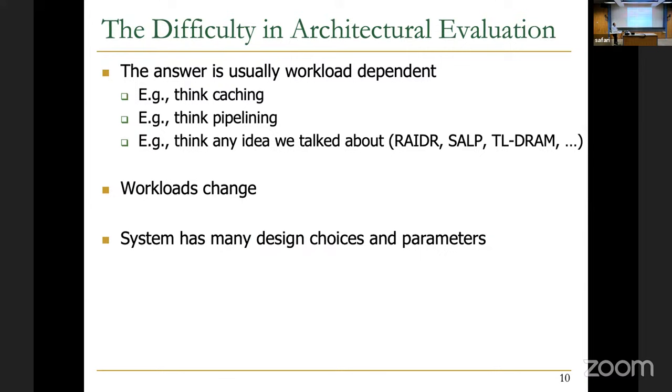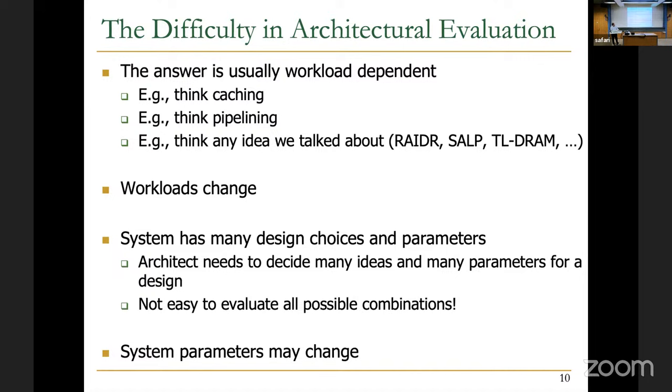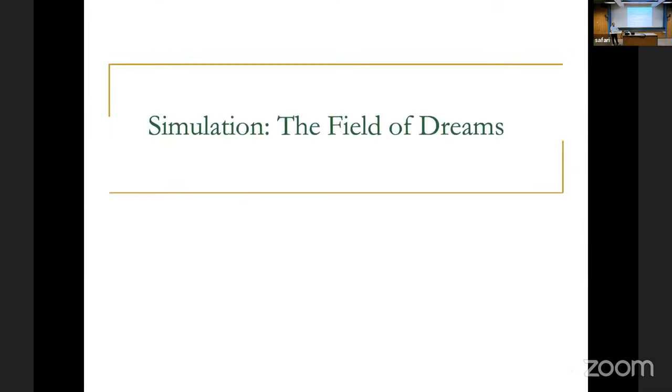So it's not very easy to evaluate your system because there are many different components in it. And you, as a designer, have many design choices to optimize your system. So your design space exploration is quite large. And in order to explore this design space, you have to come up with a faster way of evaluating such that you can optimize your system well. So basically, an architect needs to decide many ideas and many parameters for a design. That's exactly what I mean by design space exploration. It is not easy to evaluate all possible combinations. And again, system parameters may change as well. So these are the main reasons why architectural evaluation is difficult.